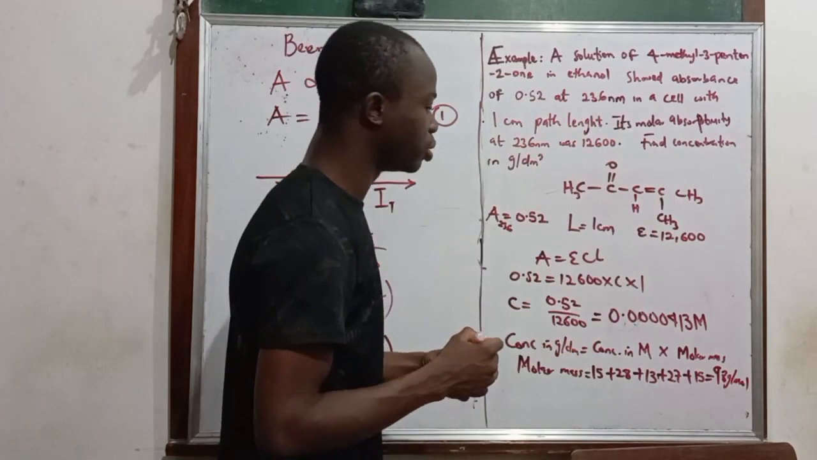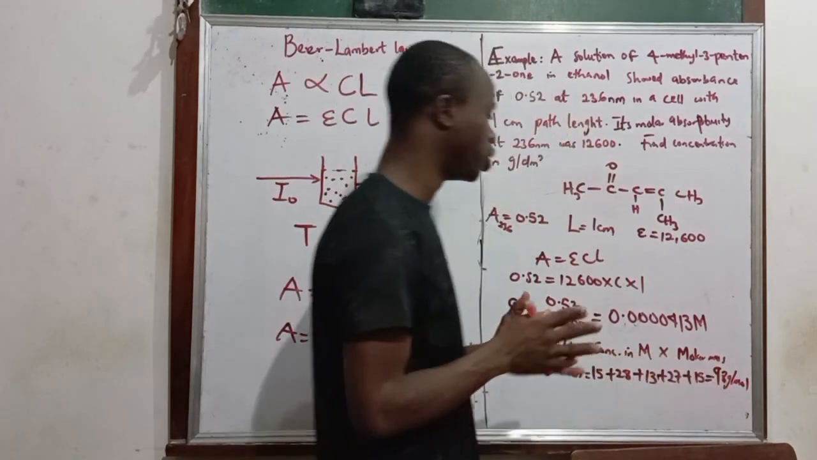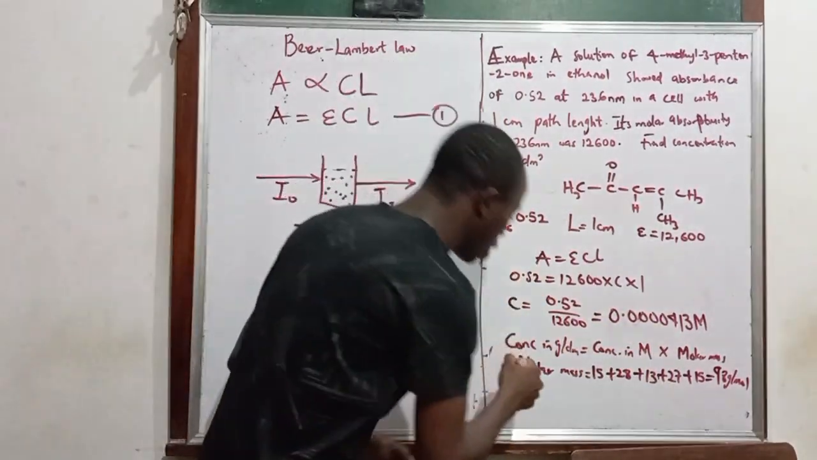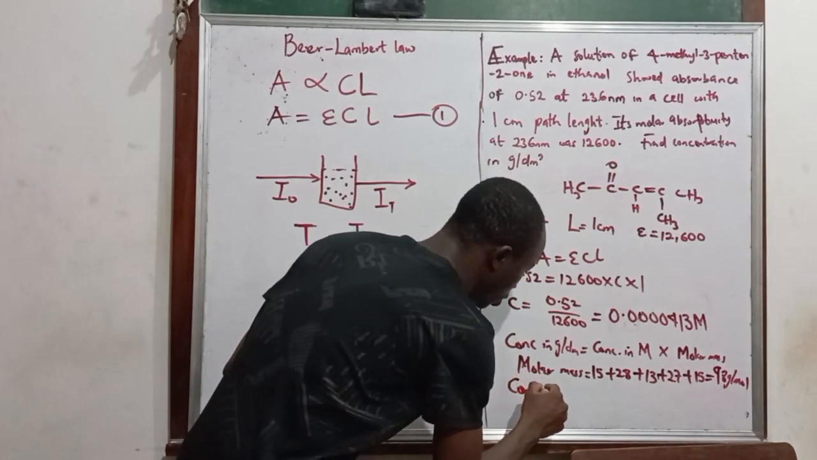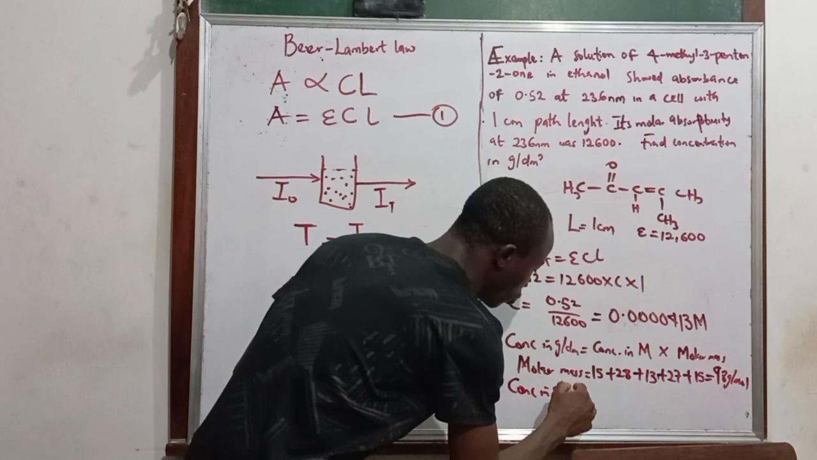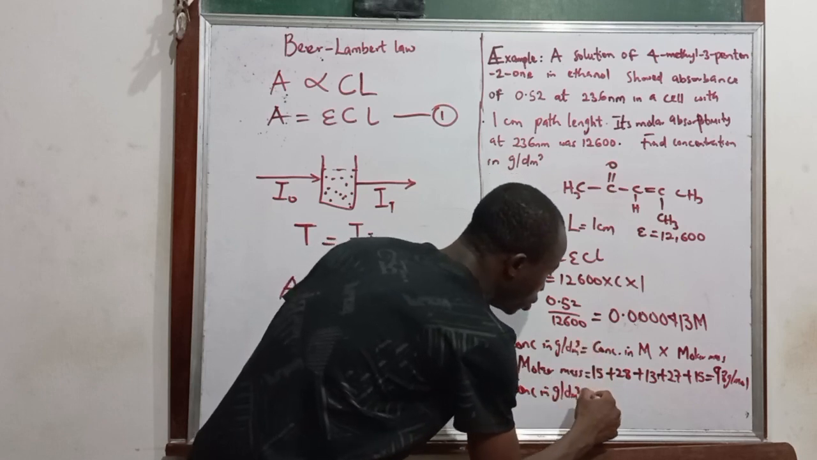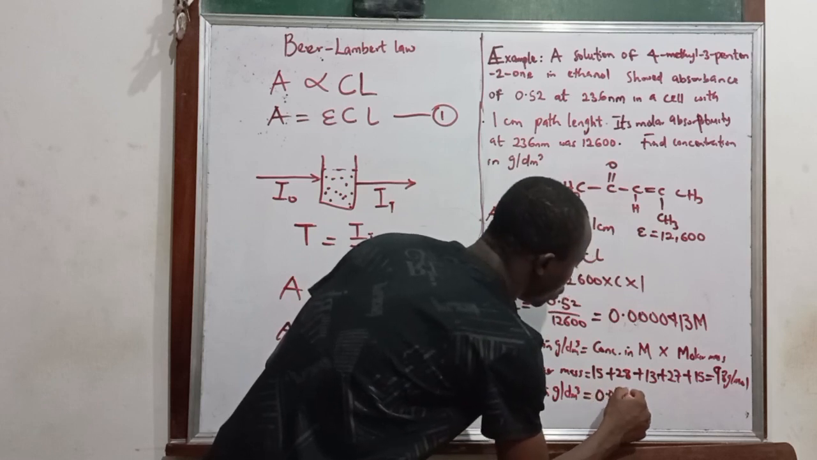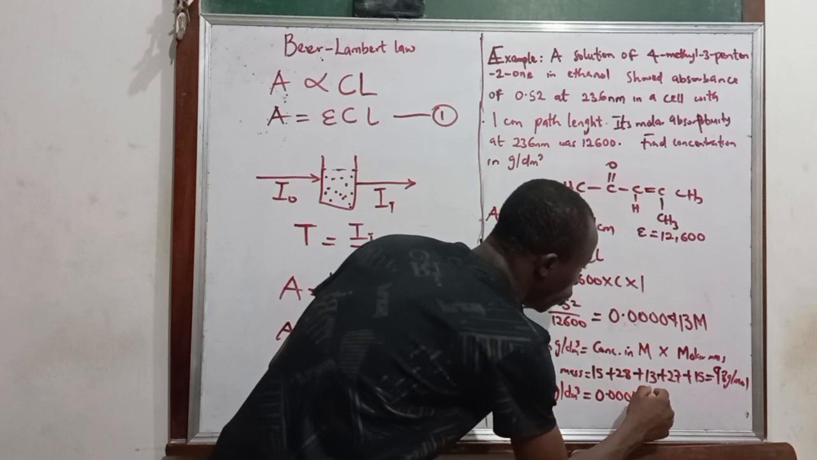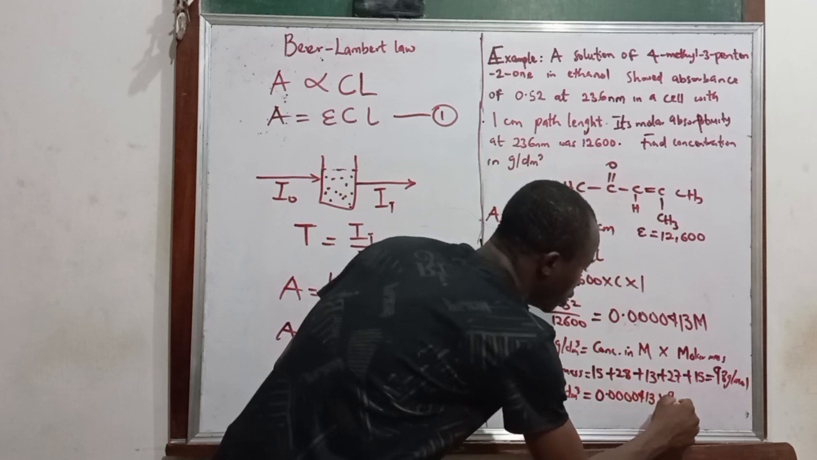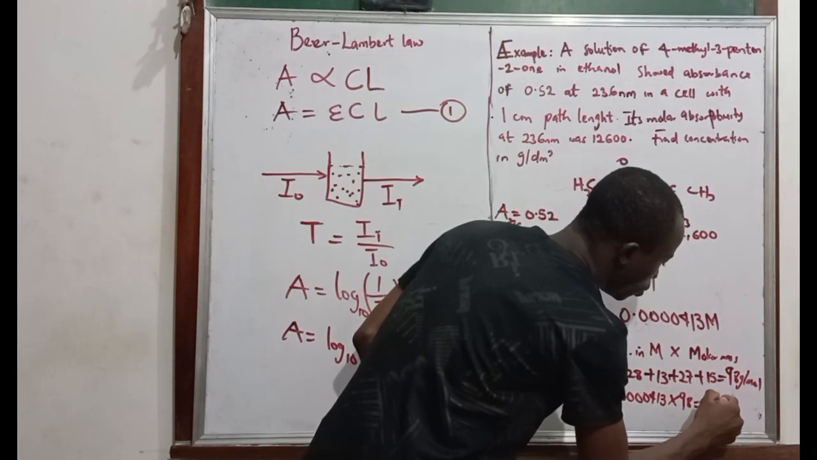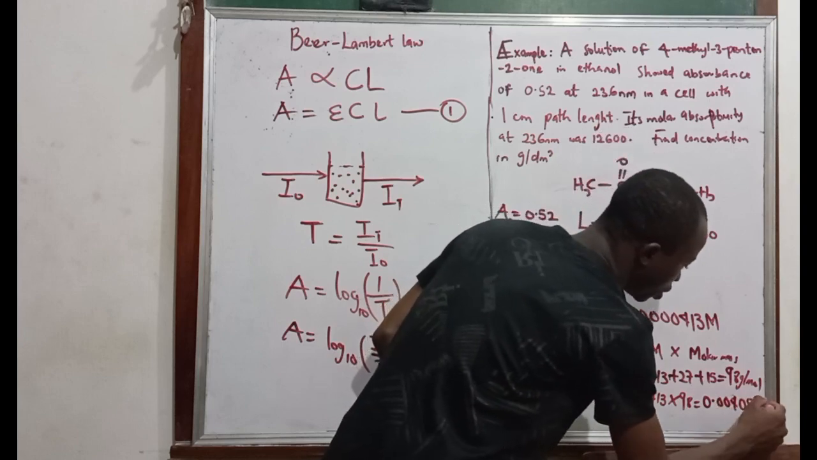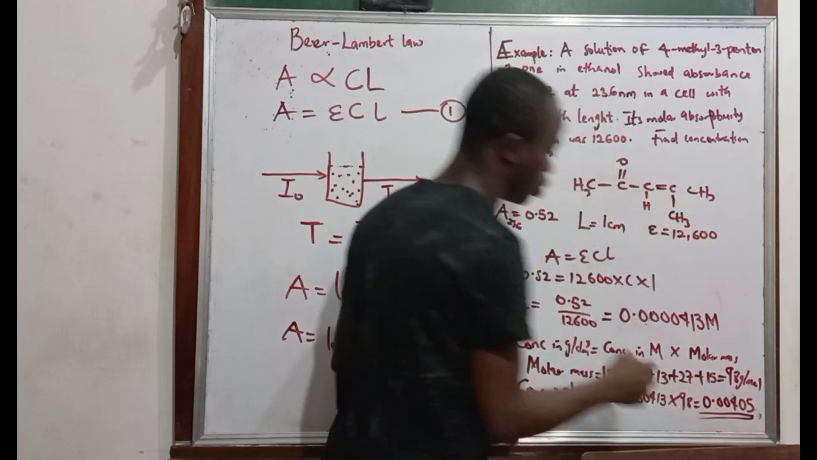So now that we know the molar mass, and we already have the concentration in mole per dm cube, our concentration in gram per dm cube, which is what we have to find, will be equal to 0.000413 multiplied by 98, and that will give us 0.00405 in gram per dm cube. So this is the concentration that we have to find.